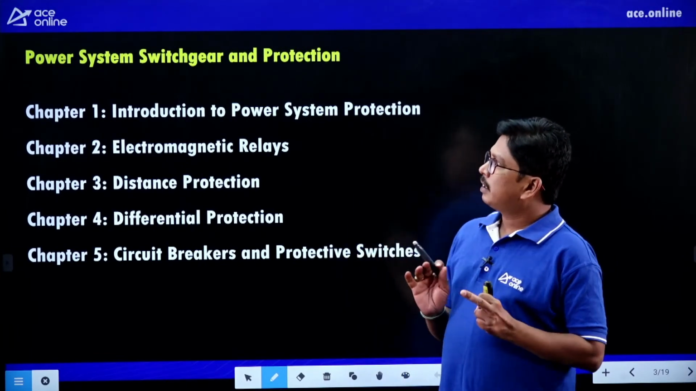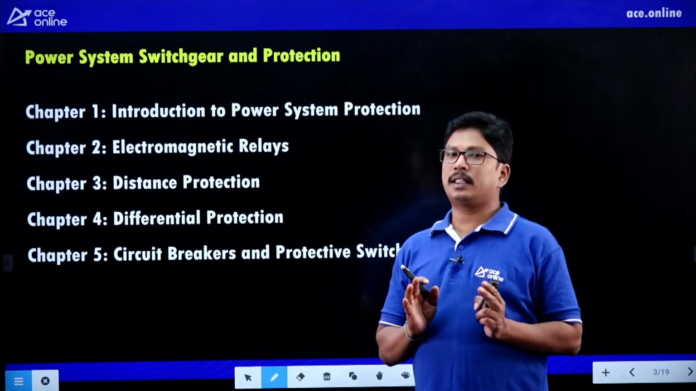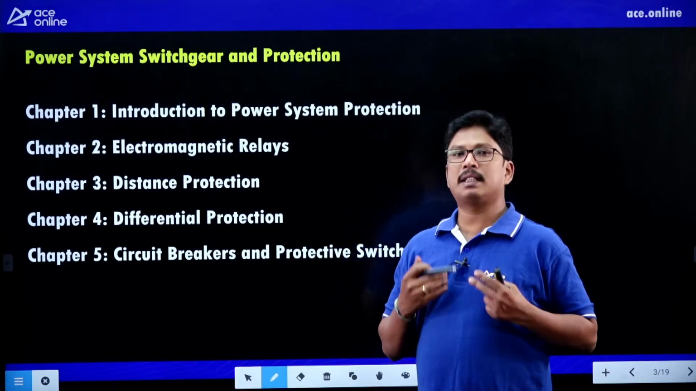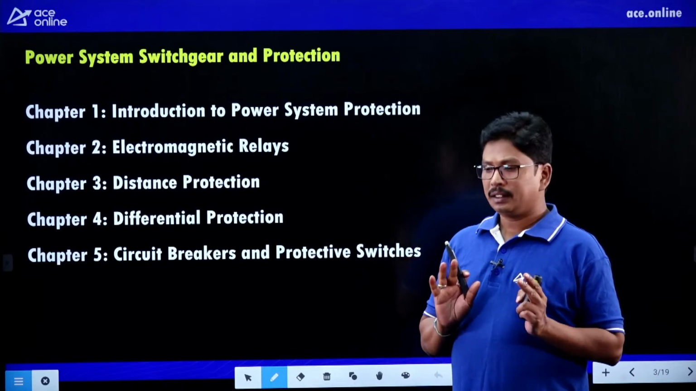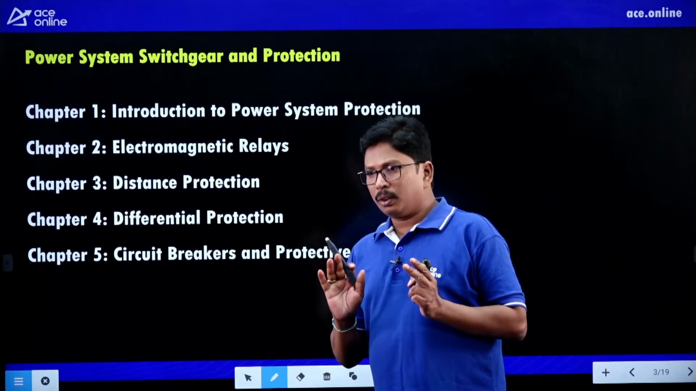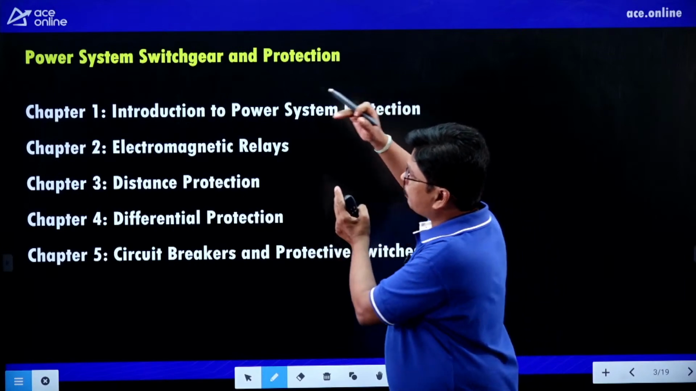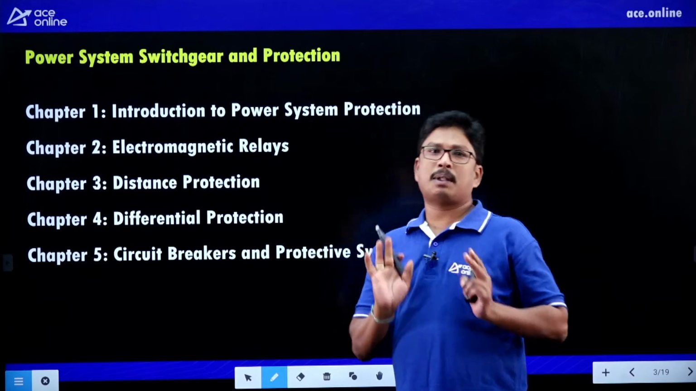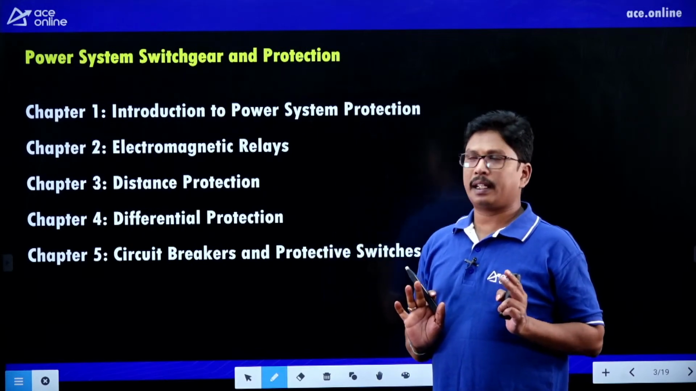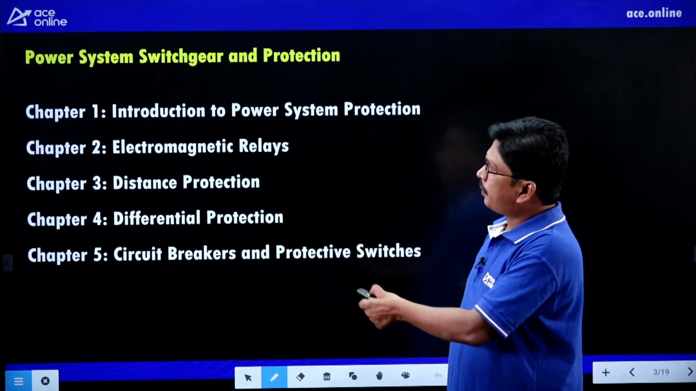Majorly, RRB JE students, we have to concentrate on theory concepts. Theory based questions we can expect in power system protection. Particularly we cannot say whether the questions will come from chapter 1, chapter 2, chapter 3, chapter 4 or chapter 5. All the chapters are very, very important. Clear, right students? Now we'll go to the next one.